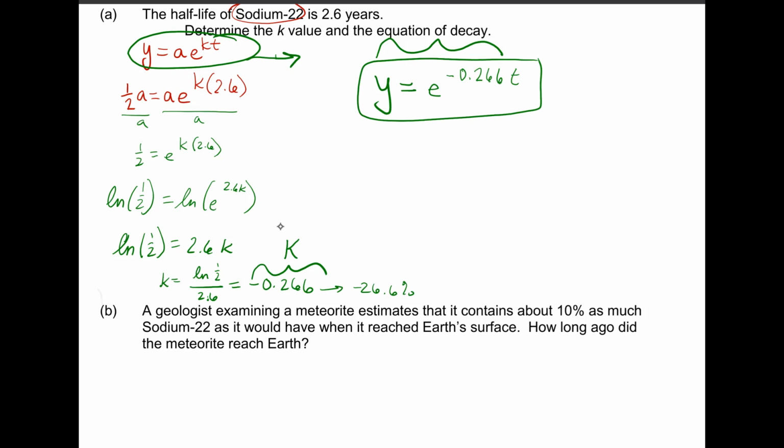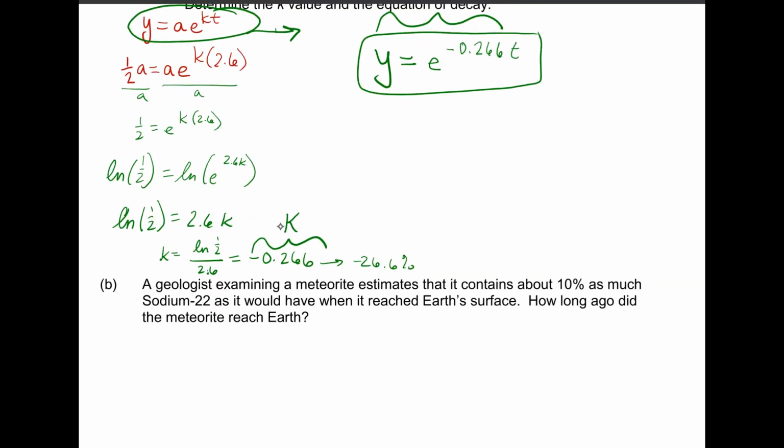Okay, so 10% as much sodium as it would have when it reached Earth's surface. So what this means is 10% as much. So I have 0.1A is equal to A times e to the negative 0.266t. How I found that is we have this equation here.